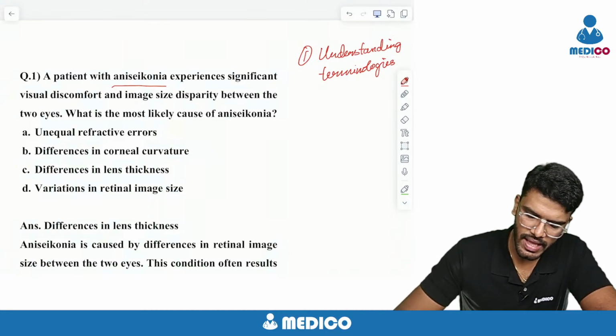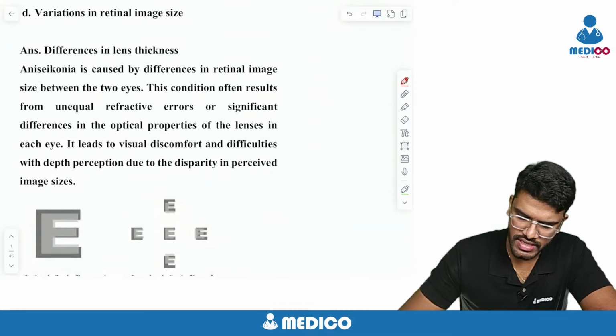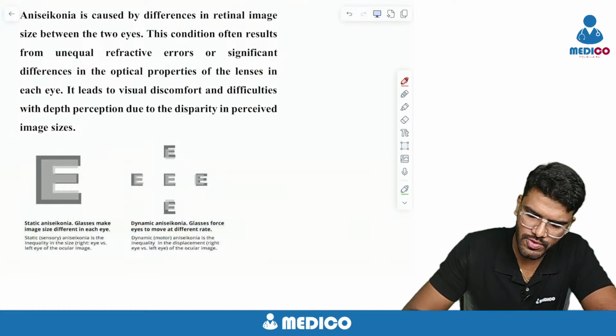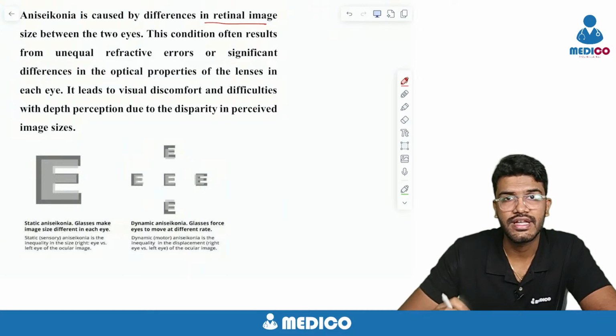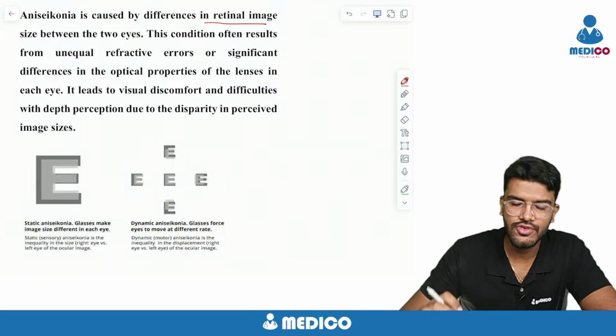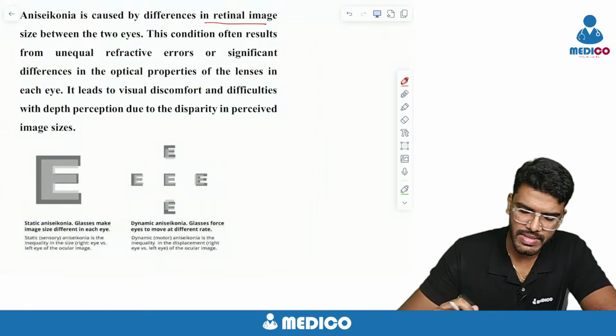The options are: A, unequal refractive errors, B, difference in corneal curvature, C, difference in lens thickness, and D, variations in retinal image size. So here, one important point is that aniseikonia is actually caused by a difference in retinal image size between the two eyes. Okay, a very important point is that it is a retinal phenomenon. Understanding it as a retinal phenomenon is very crucial to differentiate it from other aspects like refractive error. So it is the problem in the perception of the image that counts here.